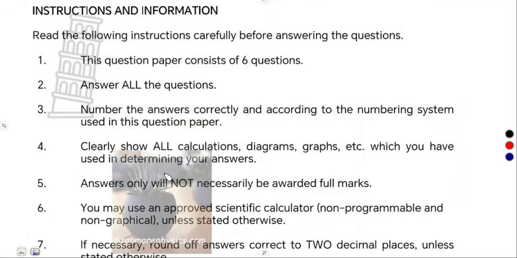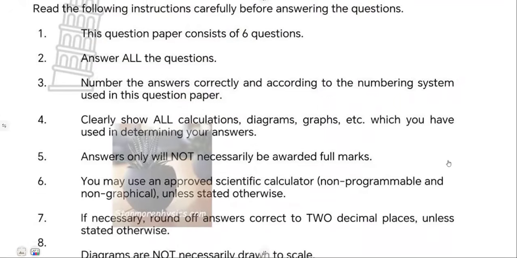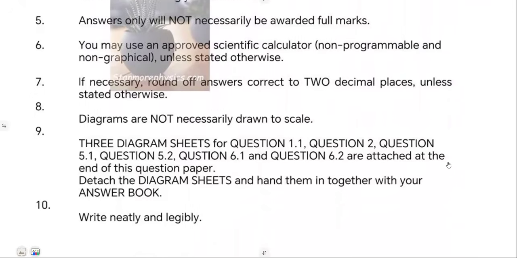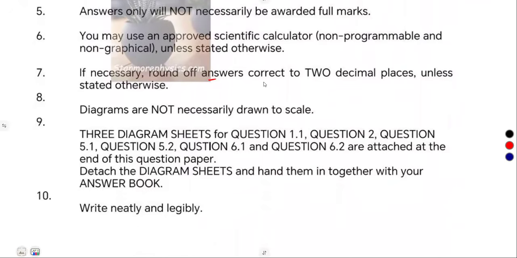So just make sure you go through the instructions and information. That is the most important part. Go through each and every part. If necessary, round off answers correct to 2 decimal places unless stated otherwise. Just make sure each and every part you understand. And also you can download the question paper. If you check the comment section, I'm going to put a link where you can download the question paper, or in the description of the video.